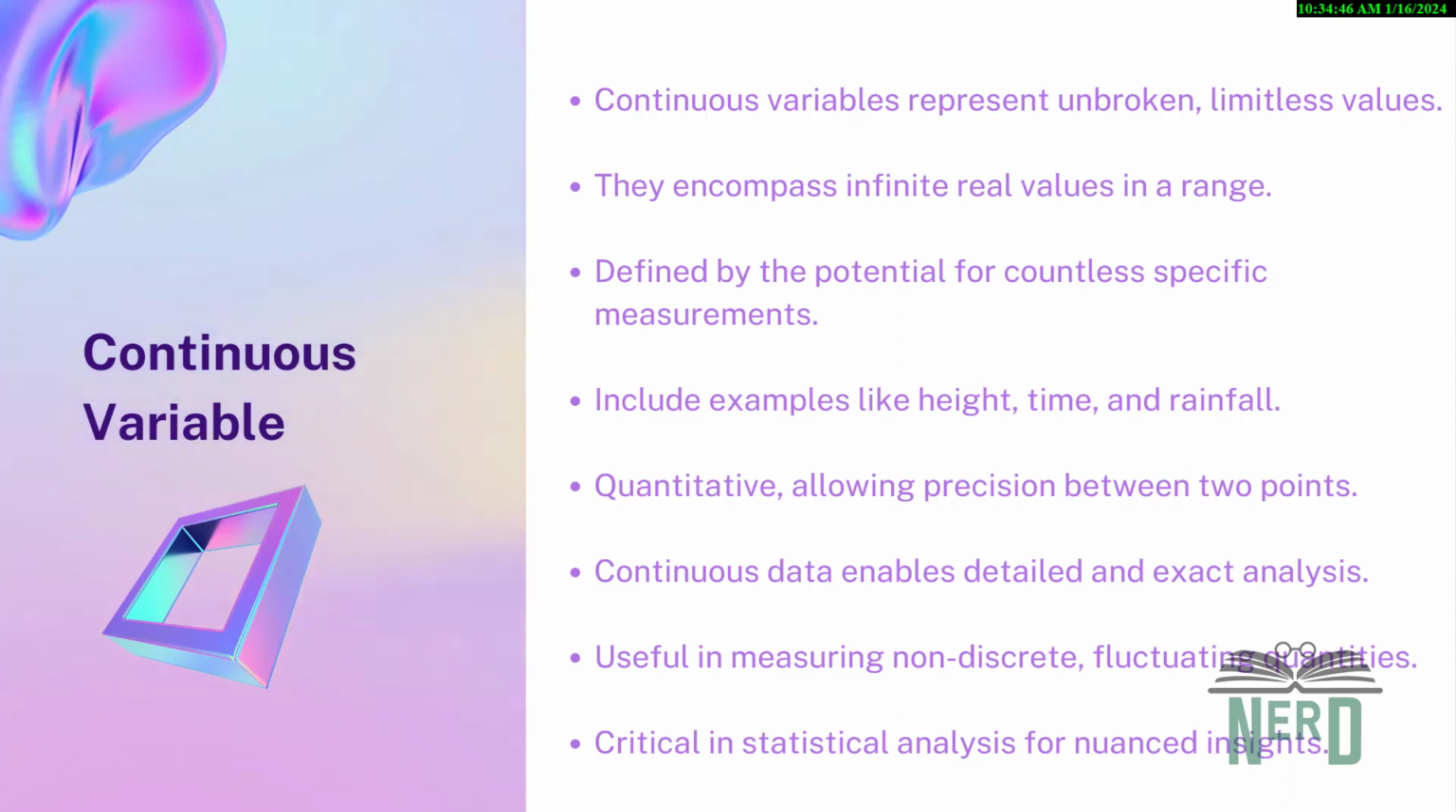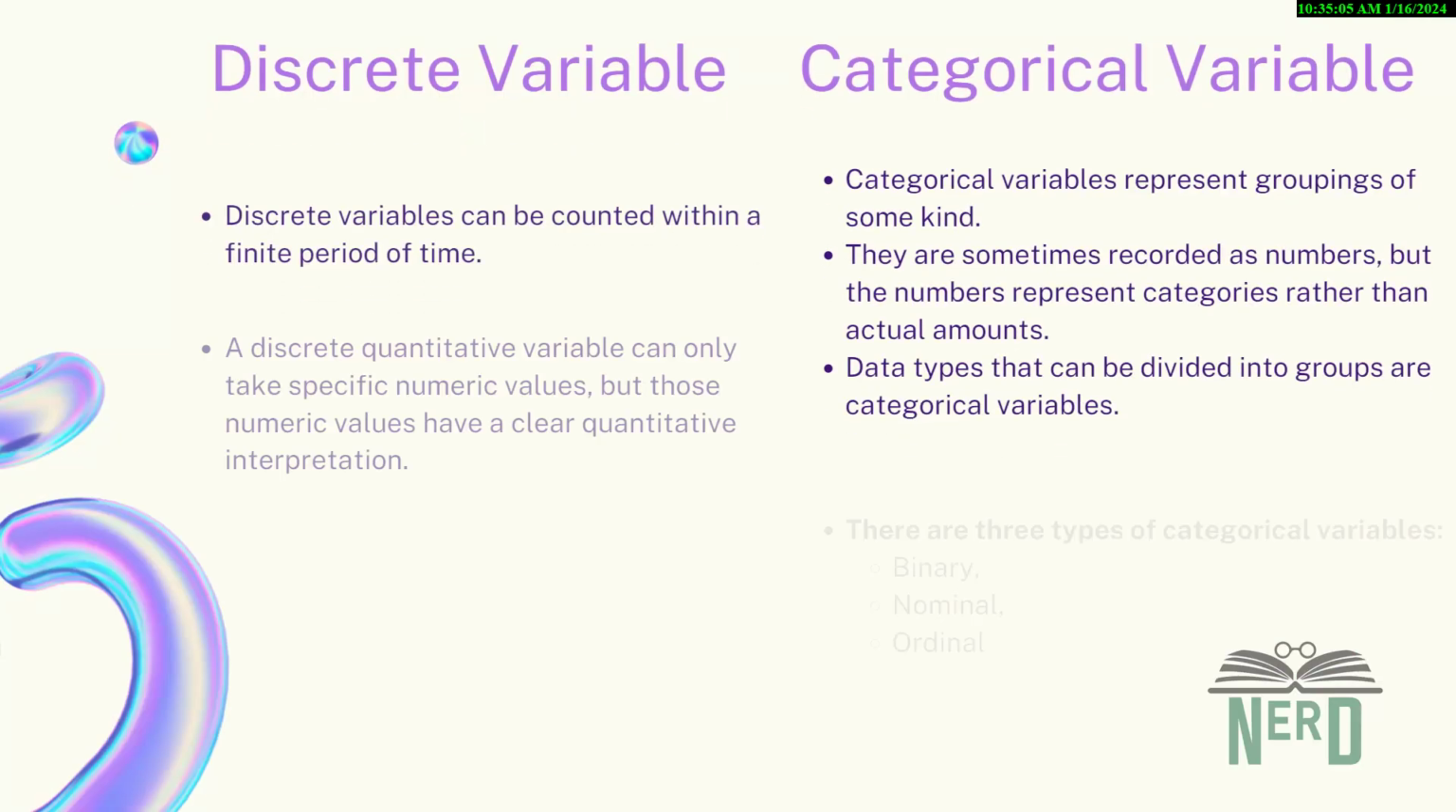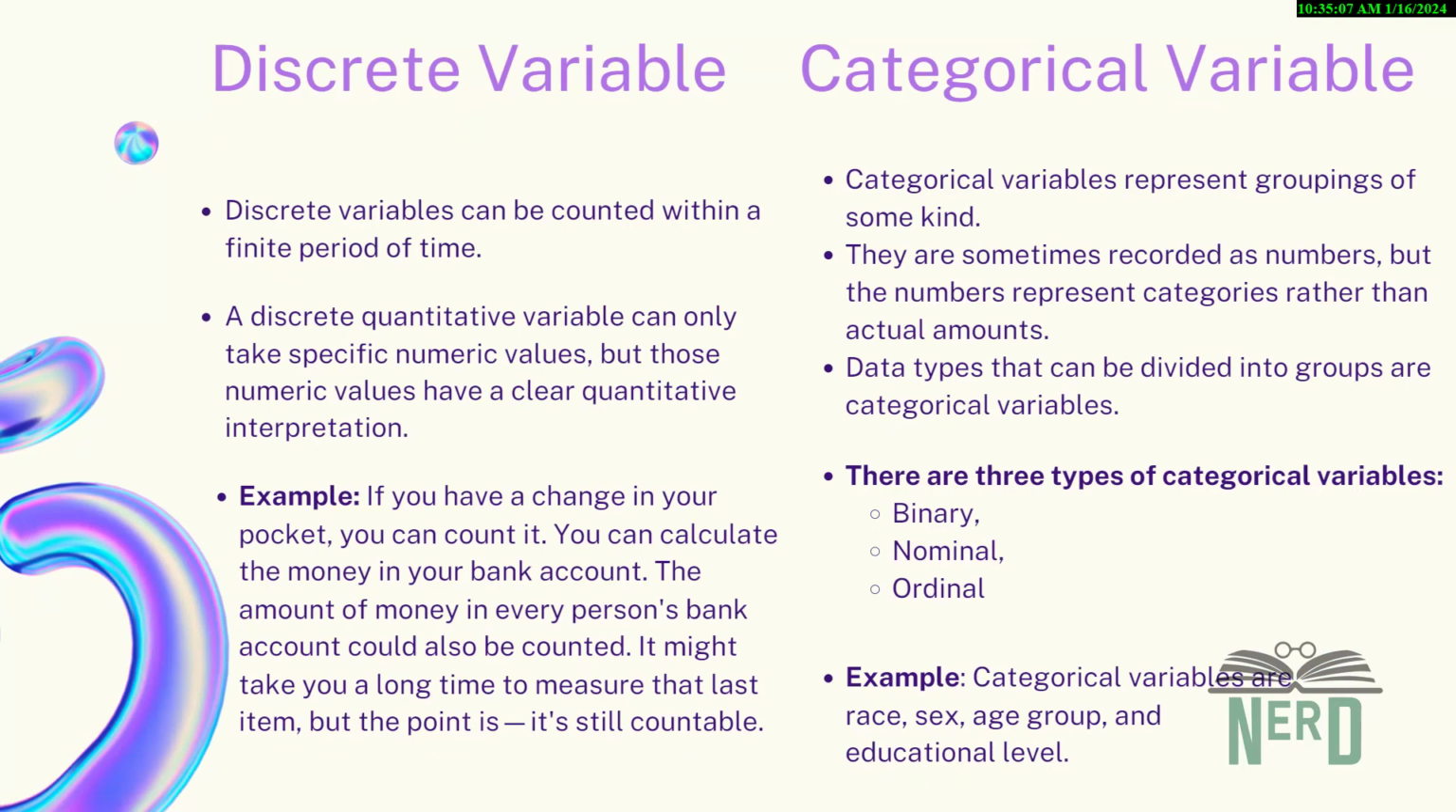We are basically categorizing variables based on how we handle them in a study. Some we control, some we just observe as they are, and some can vary smoothly within a range. So that is your continuous variable. Next we have the discrete variable, and along with that we're going to talk about the categorical variable.